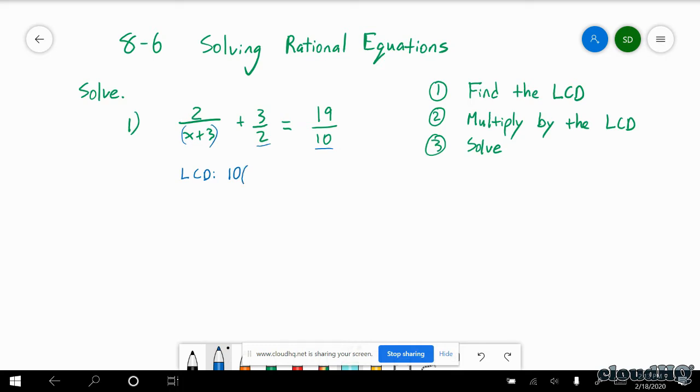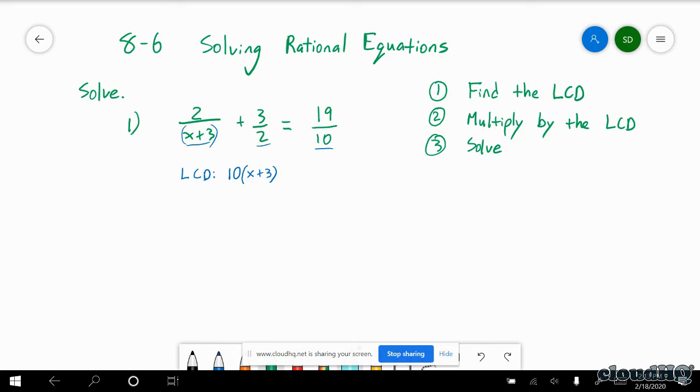Additionally, we have another factor there, that's x plus 3. I need to include that as well. And that LCD covers the x plus 3, it covers the 2, it covers the 10, that covers everything. So that was step number 1. There's my least common denominator. I'm going to leave it in factored form. There's no advantage to distributing it, and probably makes it harder if you do. So number 2 is I'm going to multiply everything by the least common denominator.